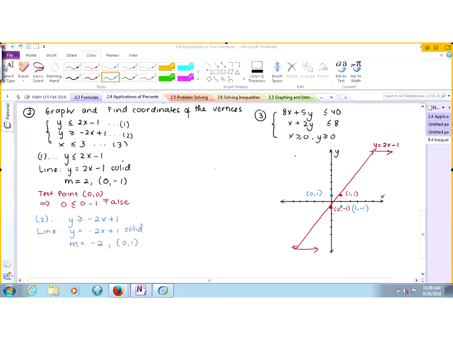Okay, I have to use this ID again. Oh, it doesn't work. Let's see. Does it work or no? Okay. This is the line y equals negative 2x plus 1. Okay. Now, which area do I shade? So I choose a test point, 0, 0. Okay, good. Then what? With my test point.